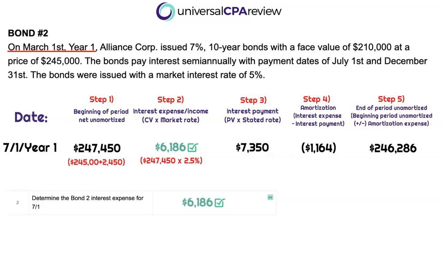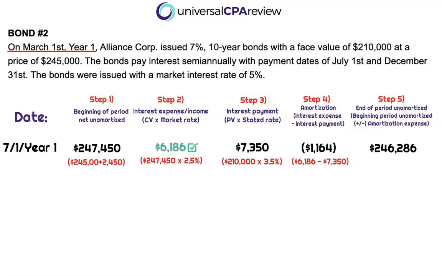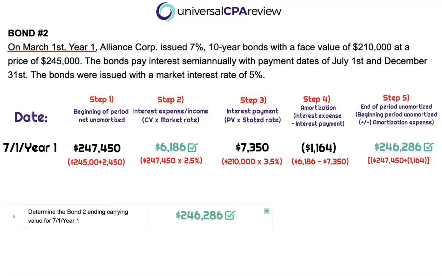This is the amount that we're now multiplying by the semi-annual market rate. So we know the annual market rate is 2.5%. $247,450 times 1.25% gives us a semi-annual interest expense of $6,186 for July 1st. Right, we already determined the semi-annual interest payment. That's $7,350. Okay, so step 4, determining the amortization expense, we're going to subtract step 3 from step 2. So $6,186 less $4,900 is going to give us an amortization expense amount of $1,164. We can now add step 1 to step 4 to calculate our step 5 ending carrying value. $247,450 plus $1,164 gives us an ending carrying value after the July 1st payment date of $246,286.